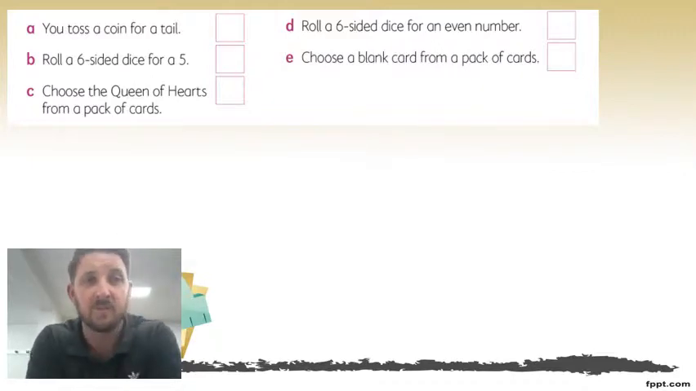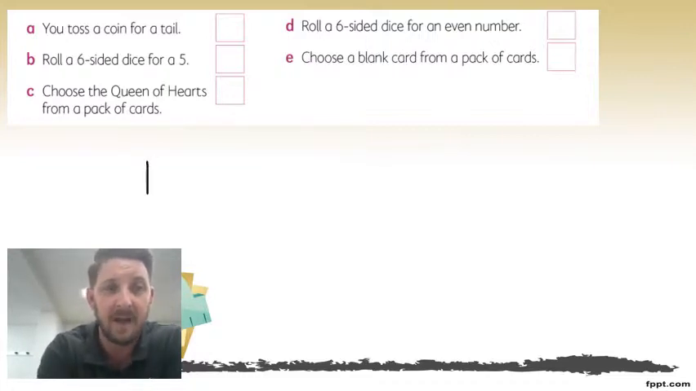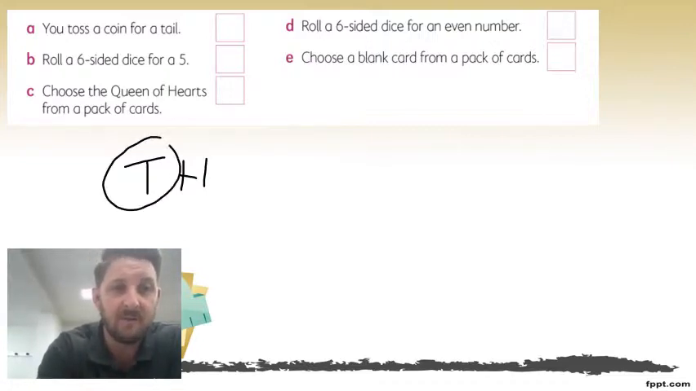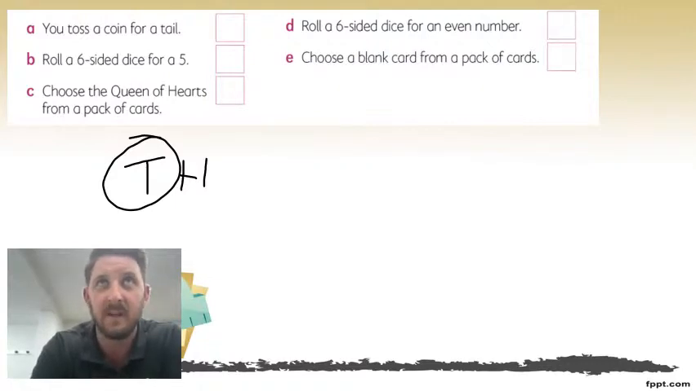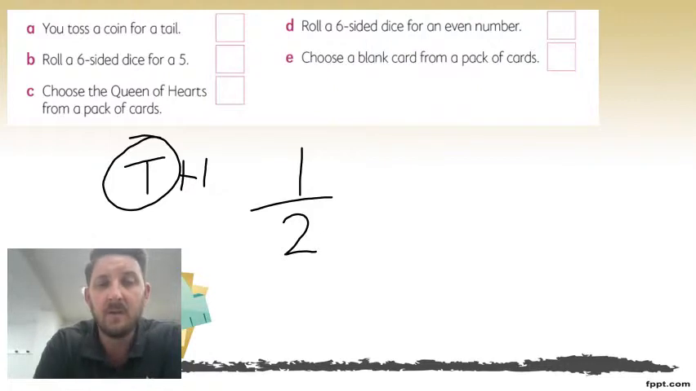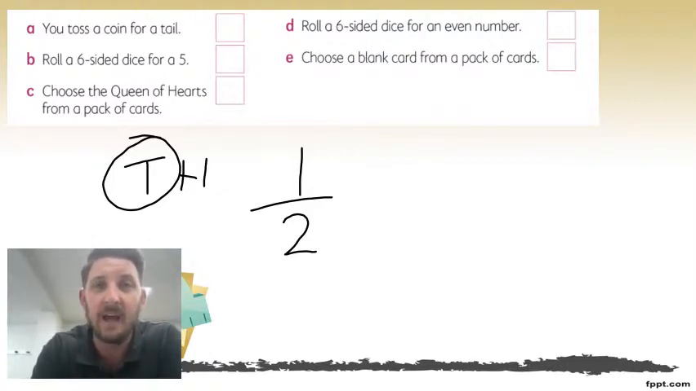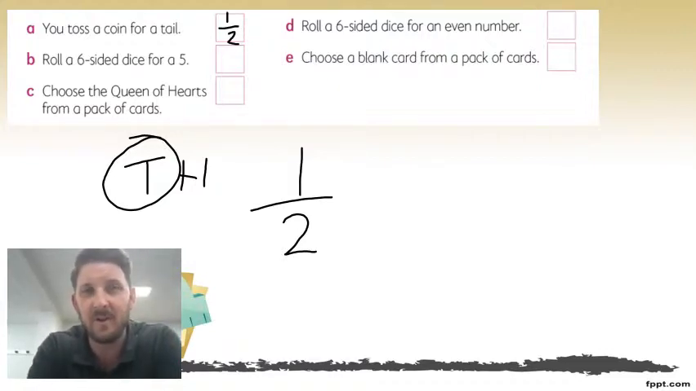So if we have a look at the first one, it says a toss of a coin for a tail. Now I know that our possible outcomes are either a tail or a head. I know that we're looking for a tail, so the favorable outcome is 1, which is a tail, and there are 2 possible outcomes, which is 2. So we know that to toss a coin and land on a tail, we're looking at 1/2. If we turn that into a decimal, that'd be 0.5.